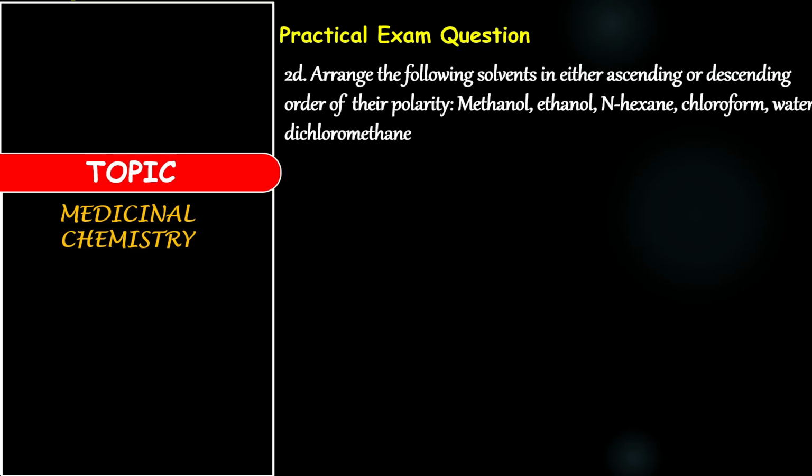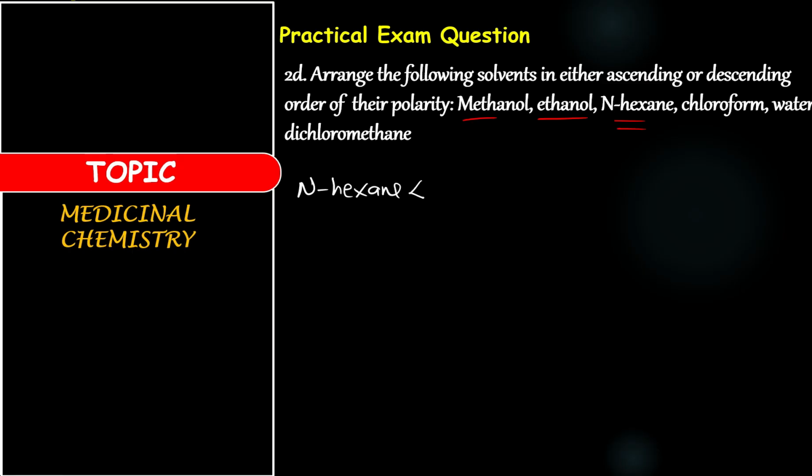Arrange the following solvents in either ascending or descending order of their polarity. Now, one thing that you should know is that for alcohols, the longer the chain is, the lower the polarity. All right, and also polarity is definitely based on the electronegativity of the atoms and the arrangement of the atoms in space. All right, that is what actually informs polarity. So if you want to base on that, of course, N-hexane is the least polar here.